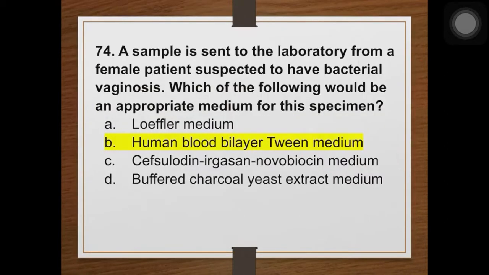Number 74, a sample is sent to the laboratory from a patient suspected to have bacterial vaginosis. Which of the following would be an appropriate medium for this sample? Bacterial vaginosis, Gardnerella vaginalis. Sa cytology, pwede tayo maghanap ng mga clue cell, epithelial cells studded with Coccobacilli. Another, we have the whiff or the sniff test. Vaginal discharge plus 10% KOH or 10% potassium hydroxide. With 10% KOH, positive result, fishy amine-like odor.